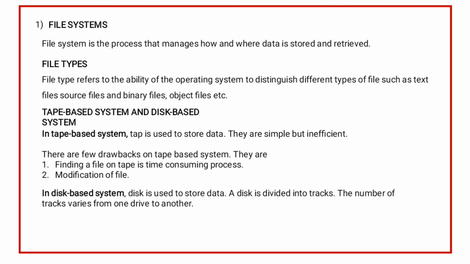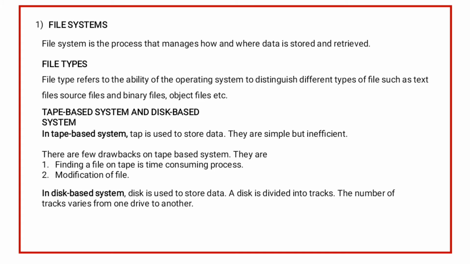Now, in tape-based system, tape is used to store data. They are simple but inefficient. Physical reels are large and a number of files are stored on tape. A directory is added to tape which lists the name and location of each file on the tape. Each tape will have its own device directory. Now, there are a few drawbacks of tape-based system. They are: number one, finding a file on tape is a time-consuming process, and second drawback is modification of file.